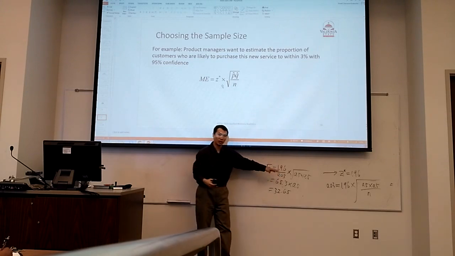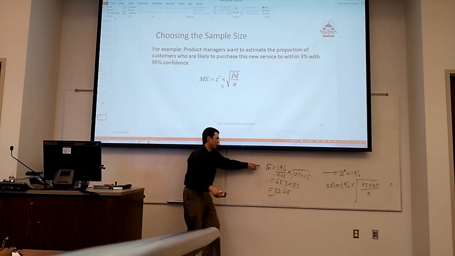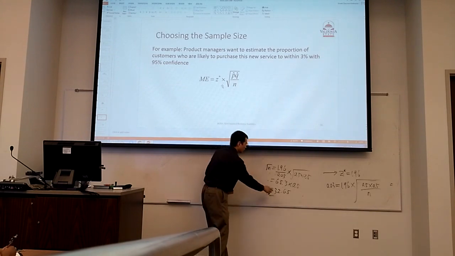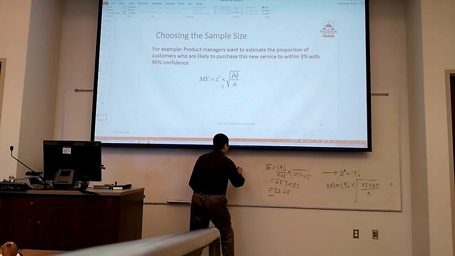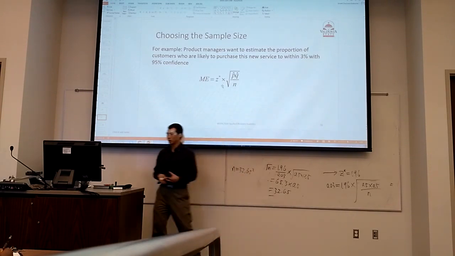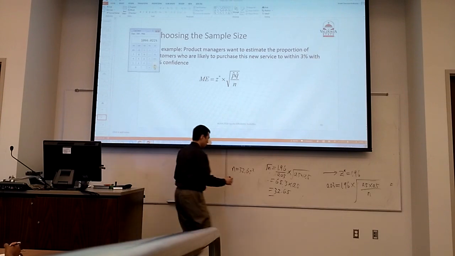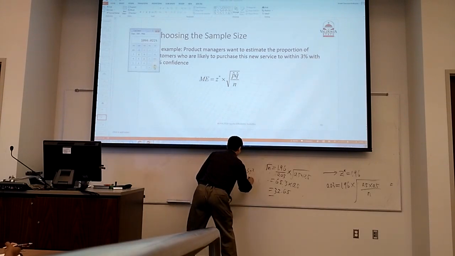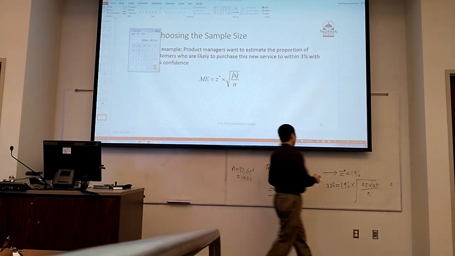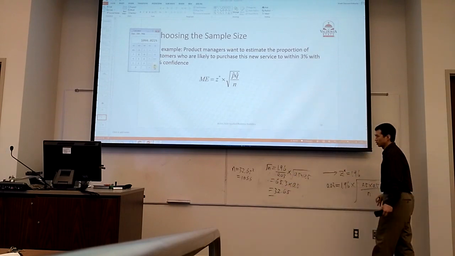So you can verify the calculations. Remember, this is the square root of n, and we have to square it. So n is equal to 32.65 squared, which is about 1066. Probably you can verify the calculation, but this is how we found it.